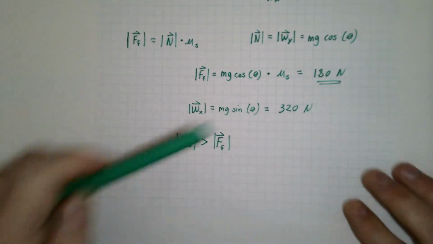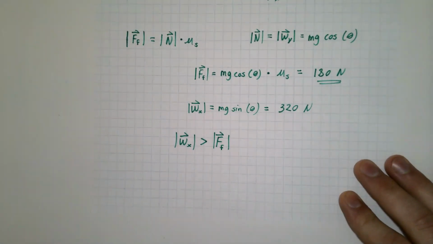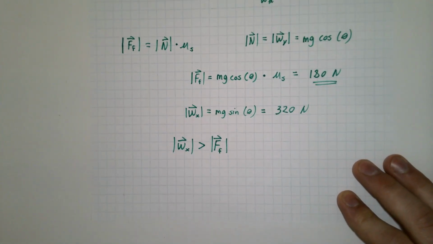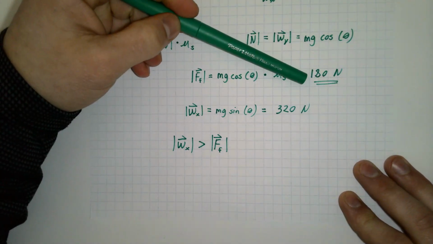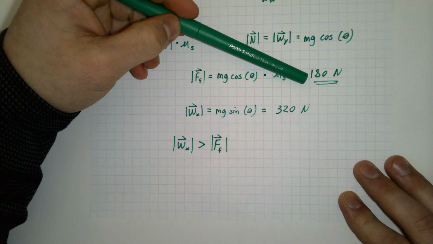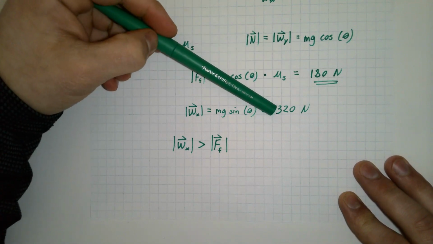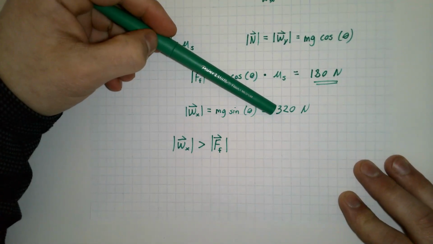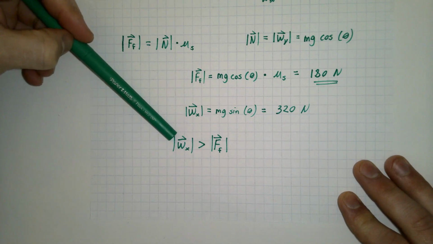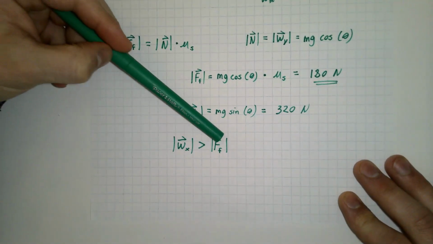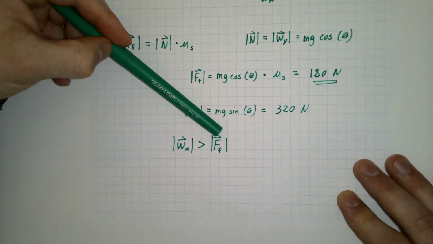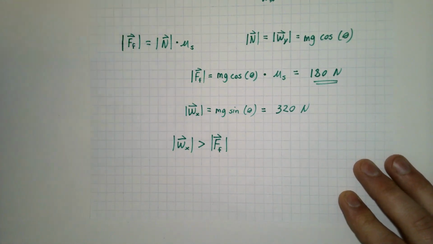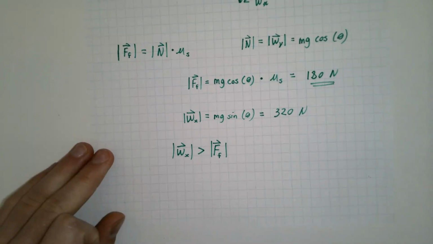If we compare 180 newtons to 320 newtons, we see that despite the father's effort to increase the coefficient of static friction to 0.72, that 180 newtons of force is not sufficient to overcome the force of gravity that's acting on his child. We see that the weight in x is greater in magnitude than the static frictional force. Therefore, the child will still be able to slide down the banister. All right, thank you.